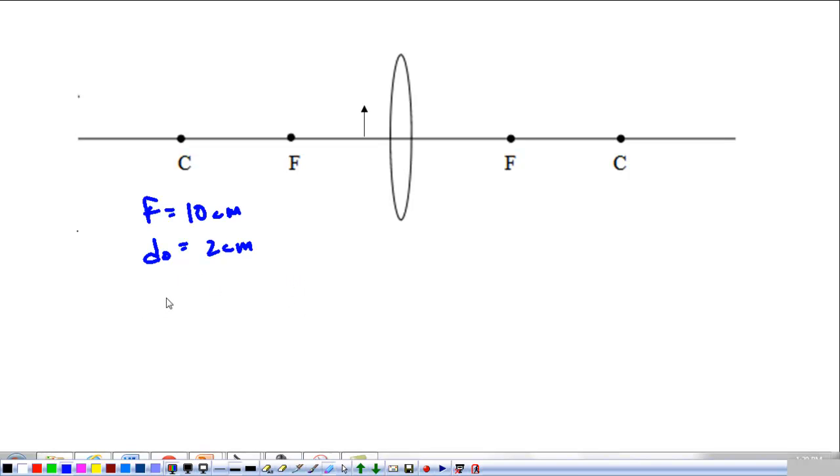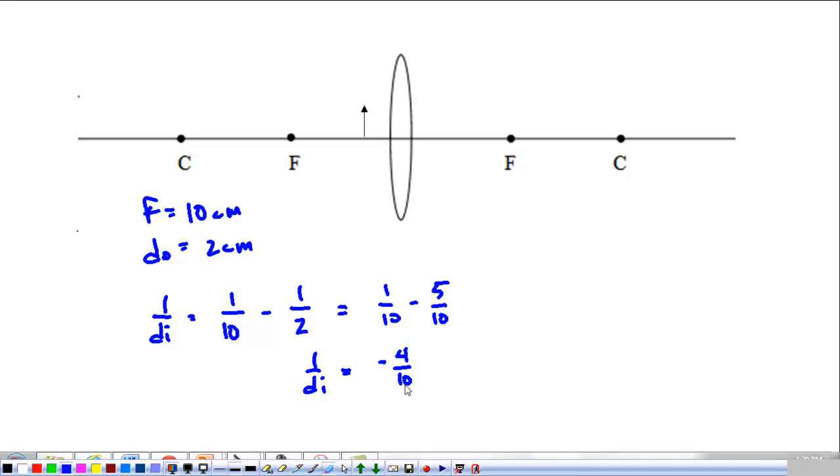So 1 over our image distance is going to be 1 over our focal length minus 1 over our object distance. So getting a common denominator, 1 over 10 minus 5 over 10. And we get that 1 over the image distance is equal to negative 4 over 10. So the image distance is equal to negative 10 over 4, which is negative 2.5 centimeters.